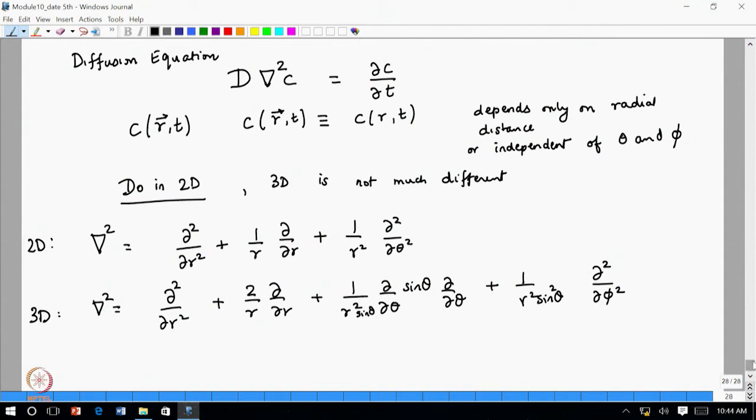So if you have a function that is independent of theta and phi, then this term will go away, and in 3D all these terms will go away. Okay, so these terms will go away.